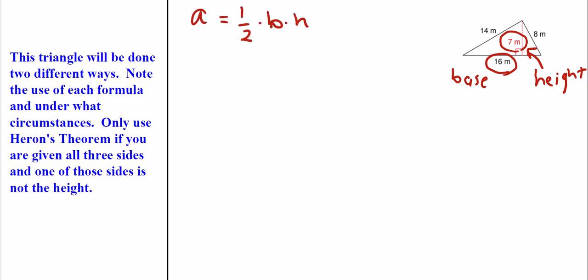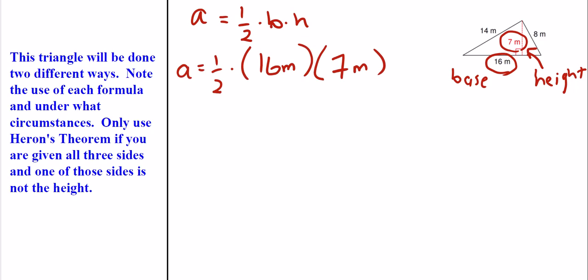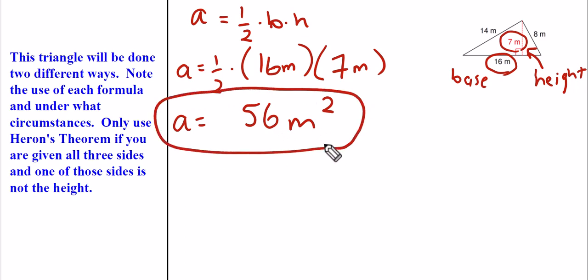So we're going to use this formula, and if I replace the appropriate components of this triangle where it belongs in the formula, I have this set up. And if I use a calculator, I get 56 meters squared as the answer, which is very nice. We use a base, we use a height.